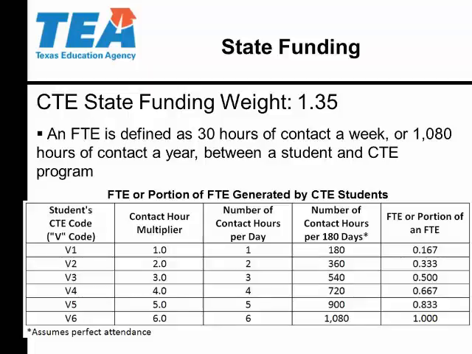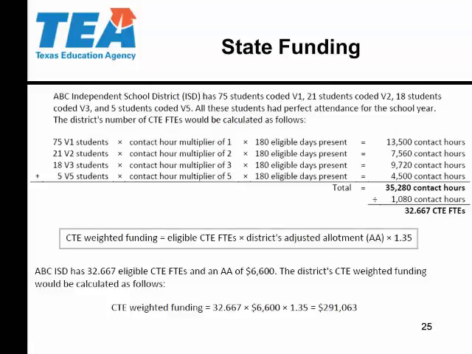Okay, so the next section is your number of contact hours per 180 days, and this will spit out your FTE or portion of FTE. This is kind of a busy slide, but we'll walk through it. ABC Independent School District has 75 students coded to V1, 21 students coded to V2, 18 students coded to V3, and 5 students coded to V5. We're assuming they all have perfect attendance for the school year, and here's how the calculation falls.